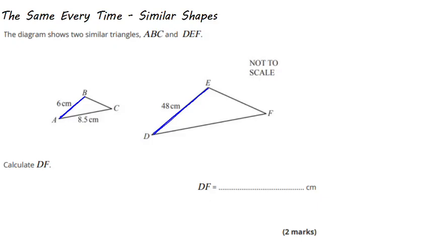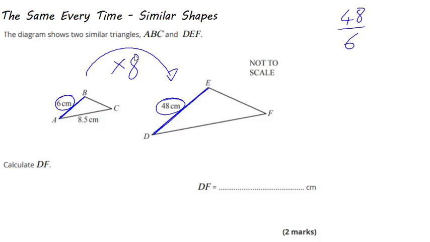So we need two sides that are the same side, and they must both have a length written on them like that. So our first task is to find the scale factor. To go from the smaller shape to the bigger shape, what do I actually have to multiply by? Well, all I have to do is take the length of the side on the bigger shape, which is 48, and the length of the same side on the smaller shape, which is 6, and divide them. So 48 divided by 6 gives me 8. So I multiply by 8.